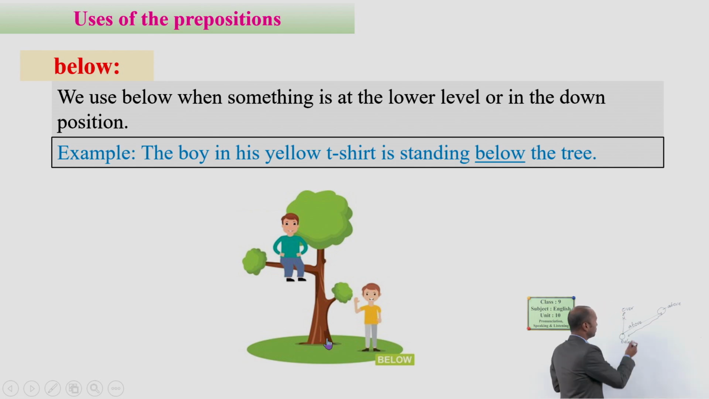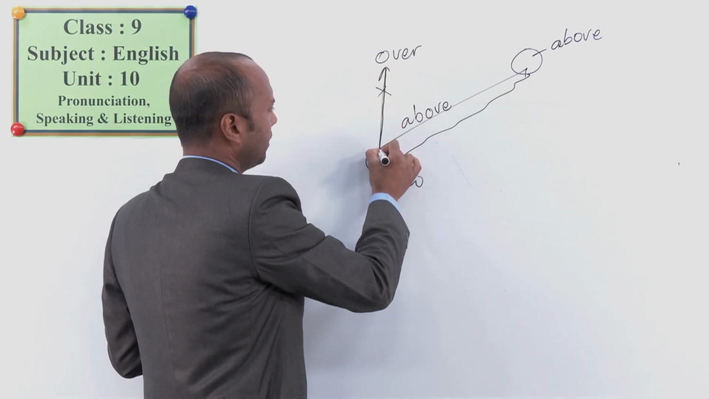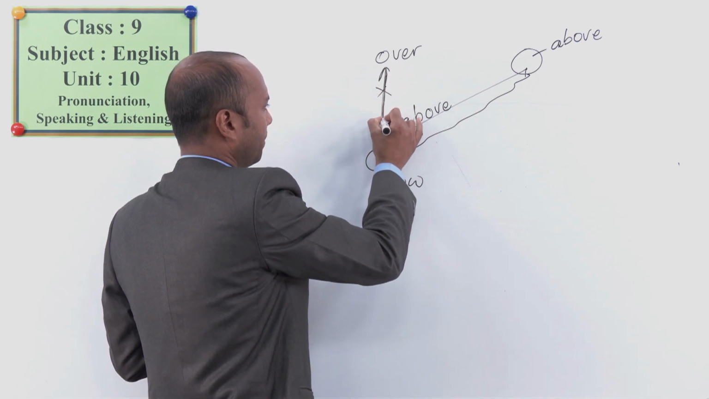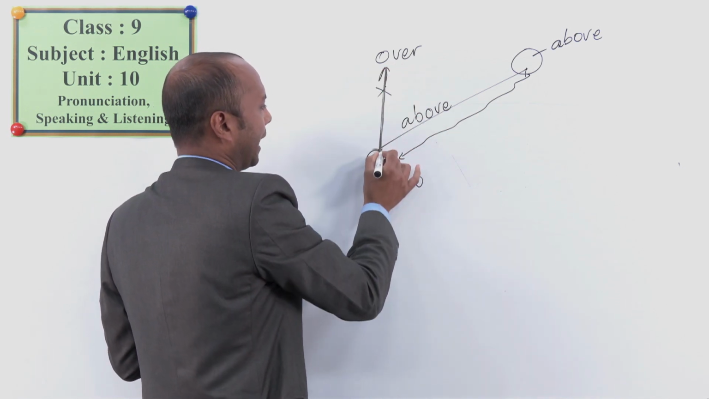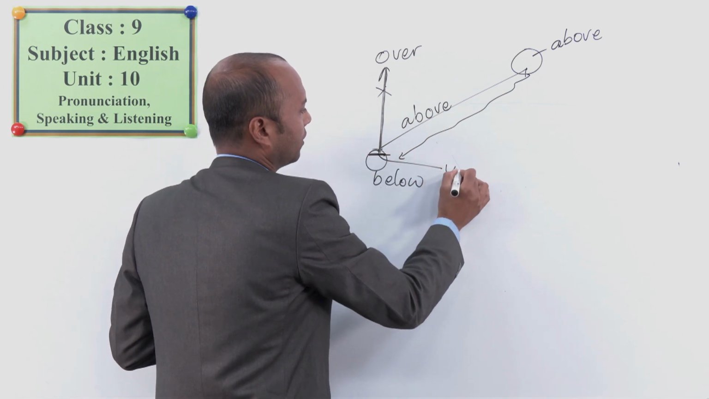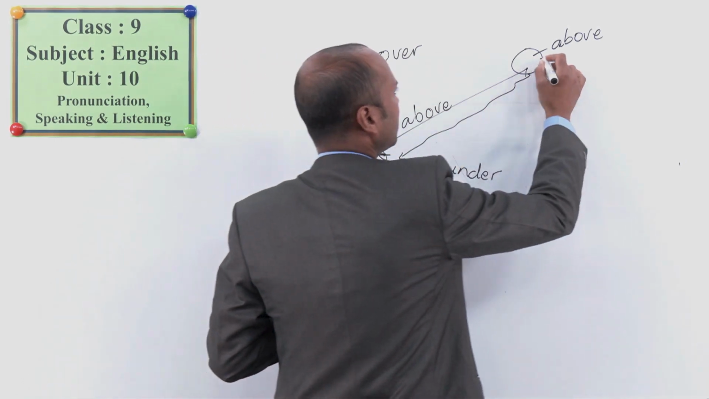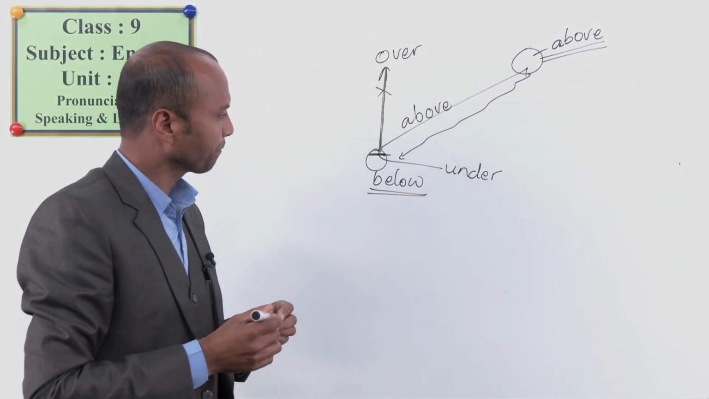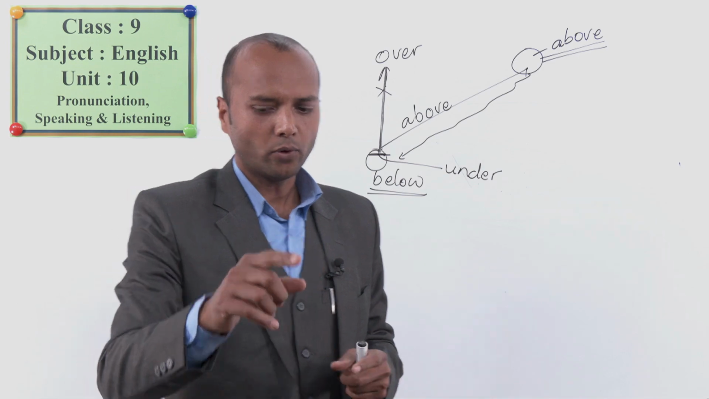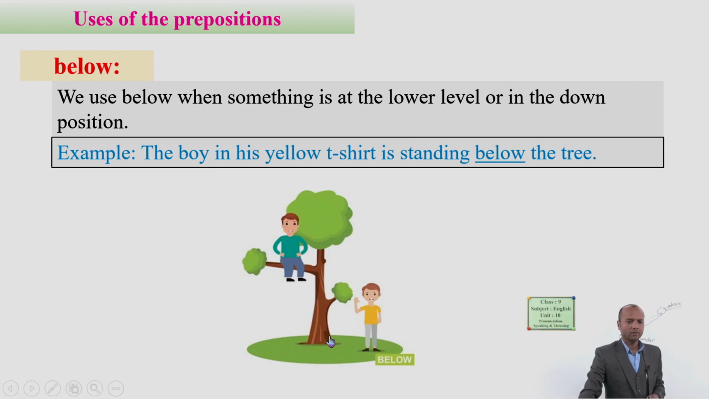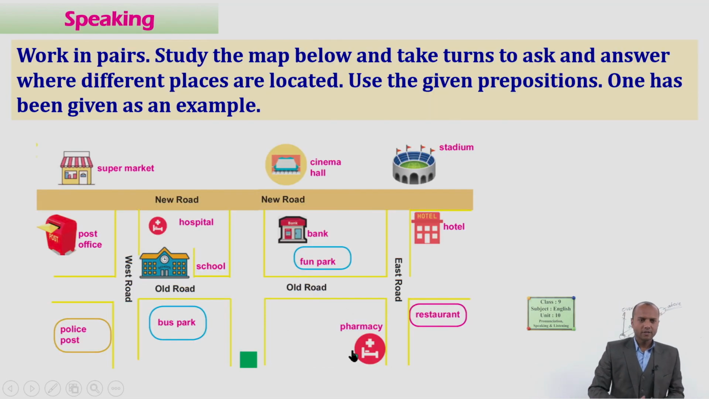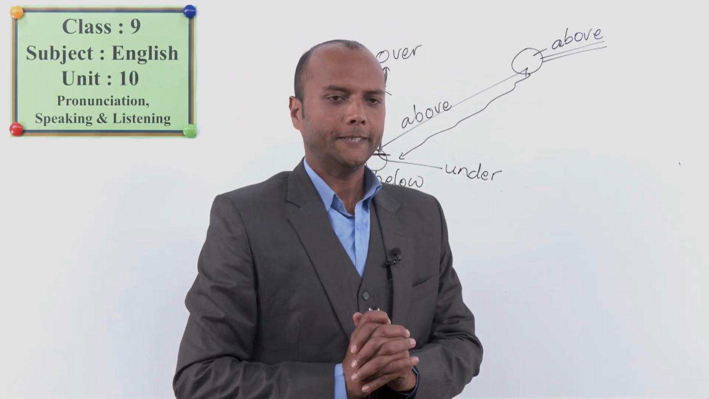So if something is directly or perpendicularly above something, you have to use over, and if something is there, you have to use under. But we are talking about below and above. So the boy is not exactly here. If he were here, we would have said under. Okay, dear students, now is the time for you to speak.